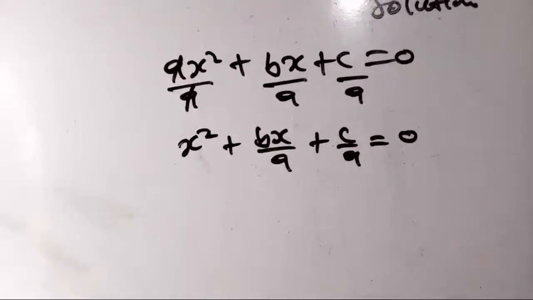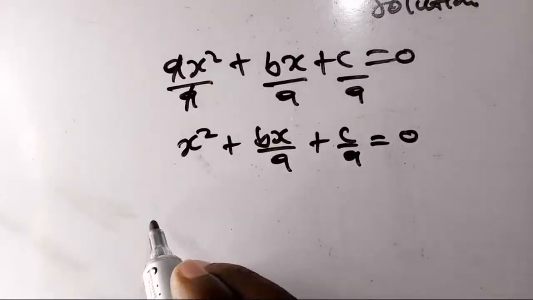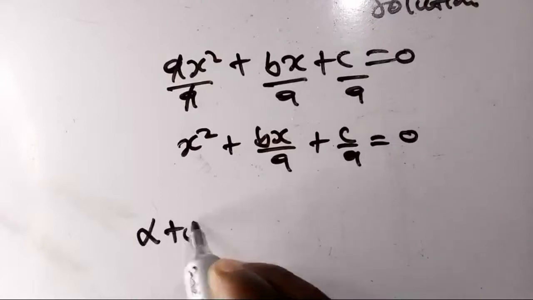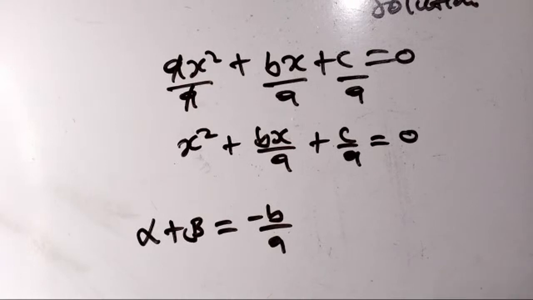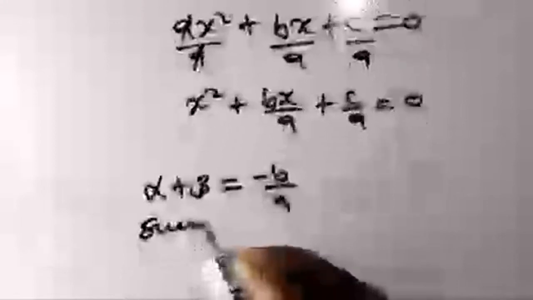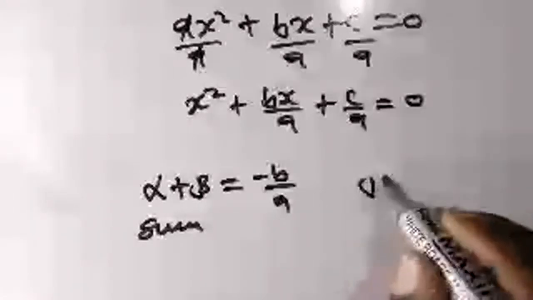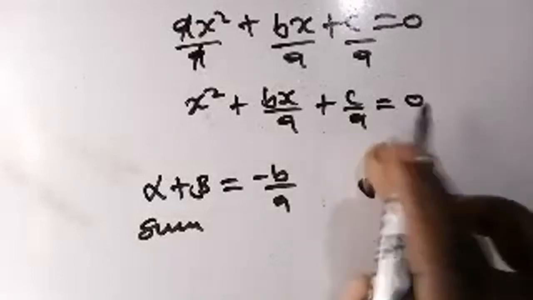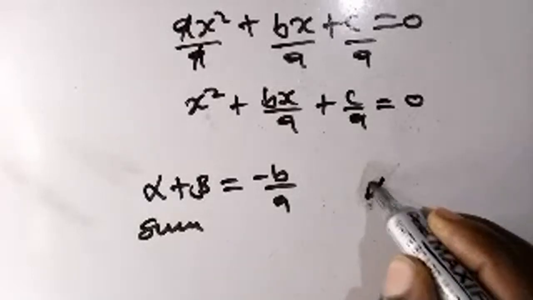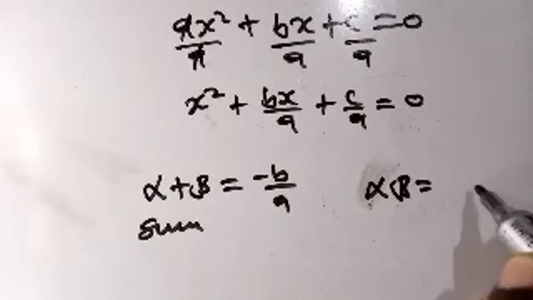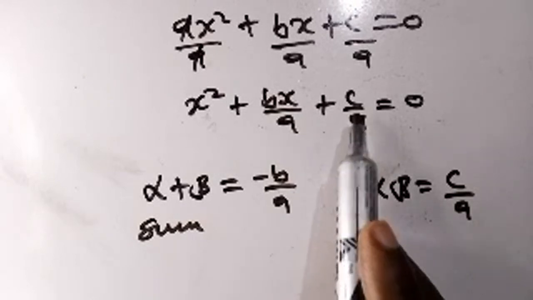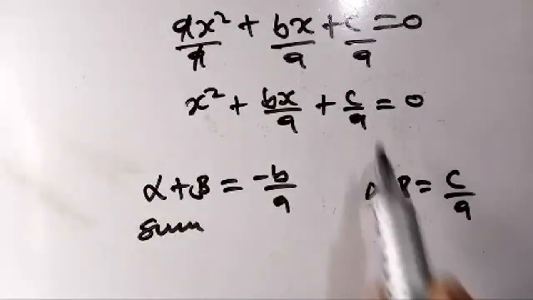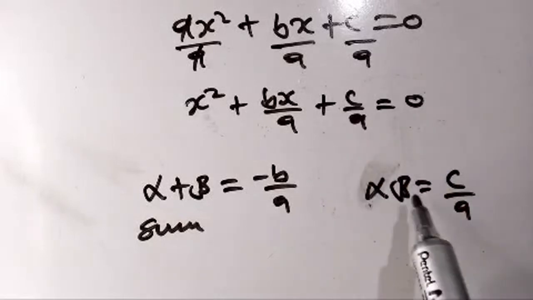Then here, if you want to come up with the sum, we all know that the sum, alpha plus beta, should be equal to minus b over a. This term here. And this is the sum. And for the product, we have alpha beta, which should be equal to c over a. This is how we find the product of alpha times beta.